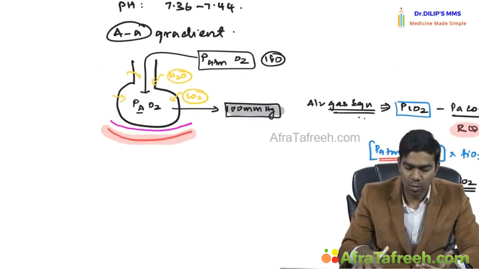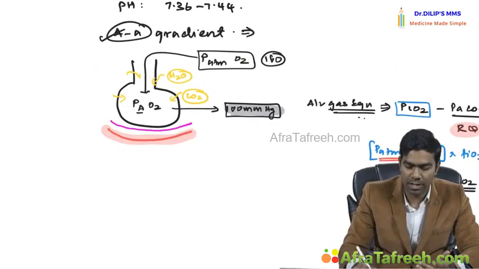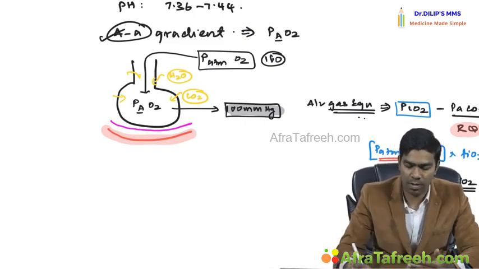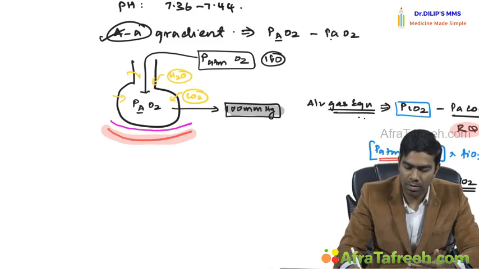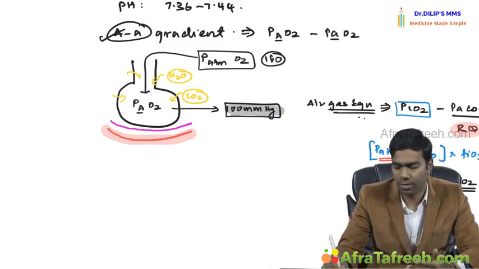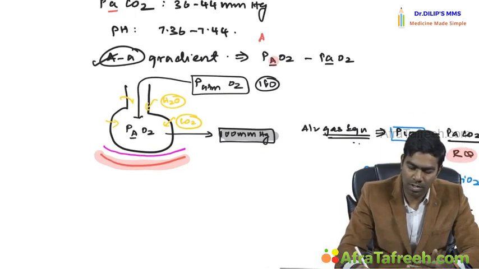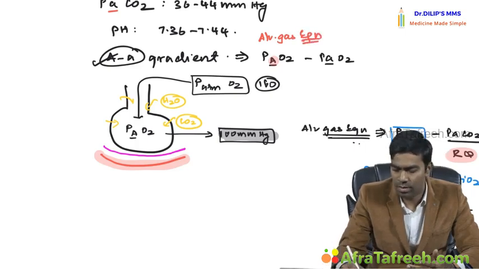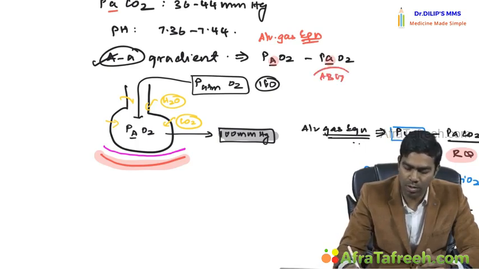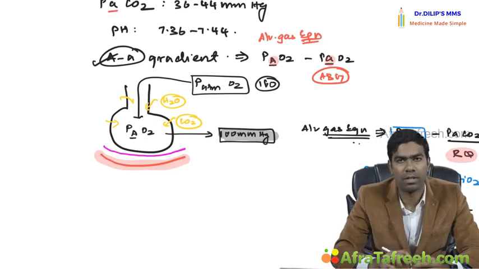But what do you mean by this A-a gradient? For measuring the A-a gradient, you need two values: the partial pressure of alveolar oxygen and the partial pressure of arterial oxygen. The alveolar value you get through the alveolar gas equation, and the arterial value you typically get by ABG, arterial blood gas analysis. Clear?